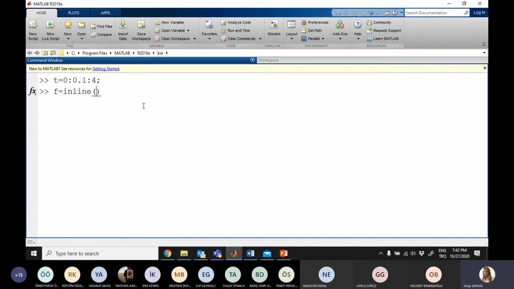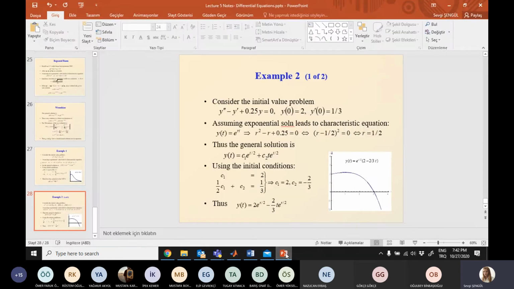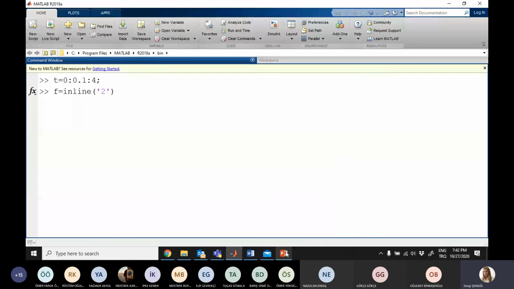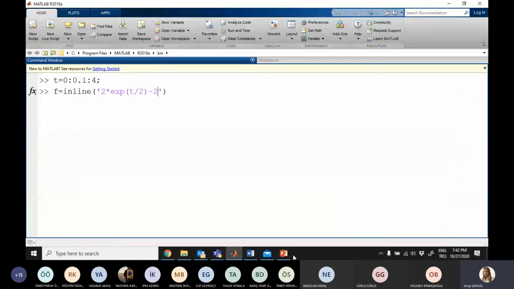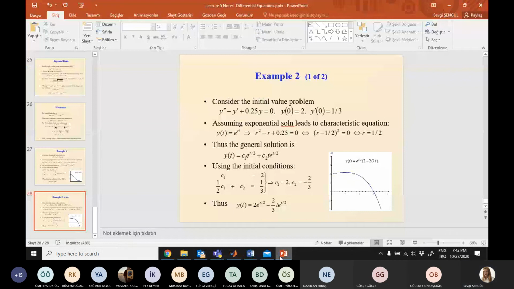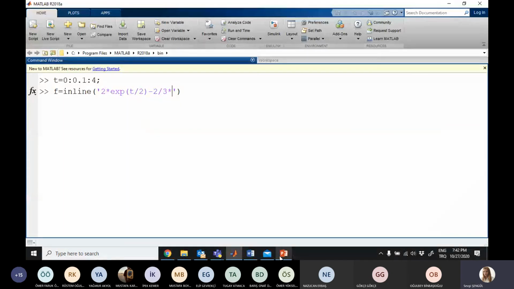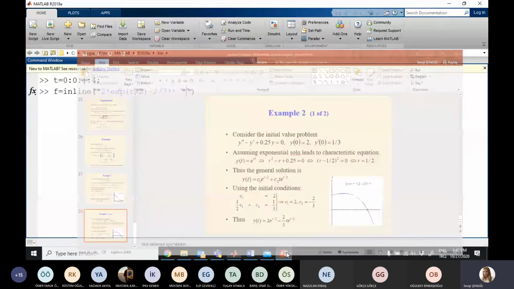Inline is used like that: 2 times e to the t over 2, 2 times exponential t over 2, and what was the other part? Minus 2 over 3 times t times e to the t over 2.